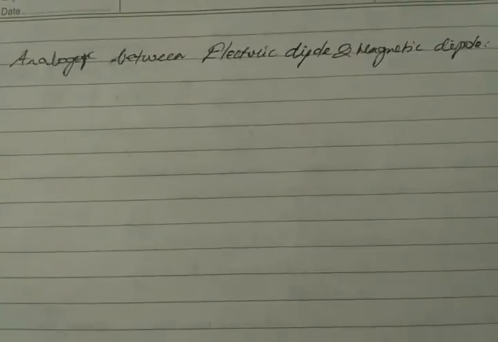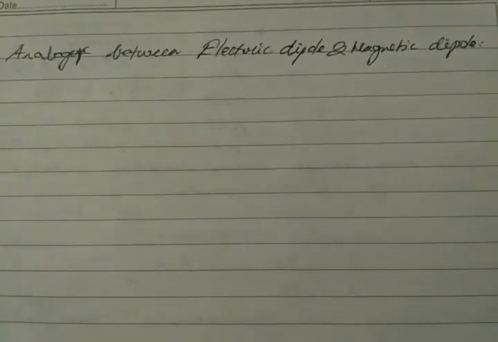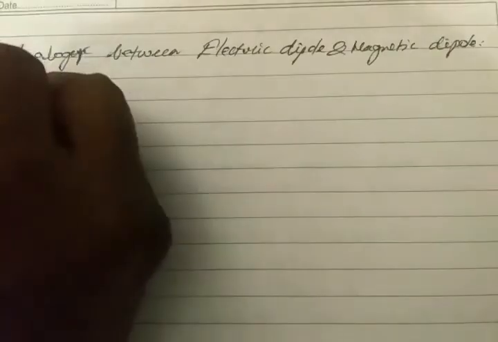Next topic is the analogy between electric dipole and magnetic dipole. What is the comparison between these two? Since they have common properties, they have a lot of common things. The first one is the electric field due to a positive charge.